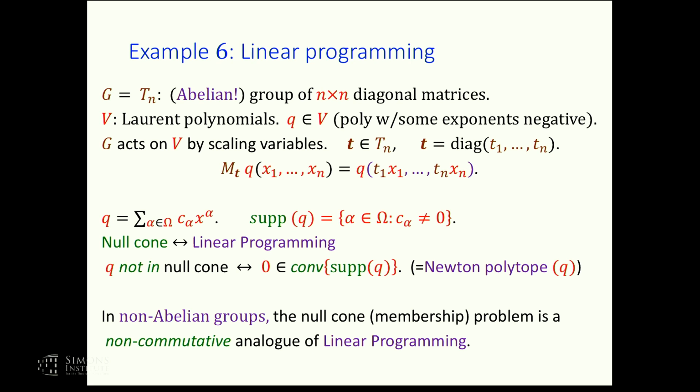And now, if we take any polynomial, its support is just the set of coefficients which are non-zero, and you want to know what's the null cone of this. This polynomial is a vector. You want to know whether it's in the null cone or not. Well, this polynomial is not in the null cone if and only if the point 0 is in the convex hull of the support of this polynomial. What's the support again? The support is a set of exponent vectors. So you have this collection of integer vectors. These are the exponents appearing in your polynomial.